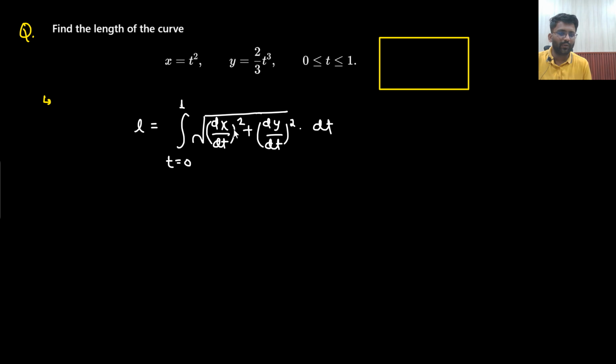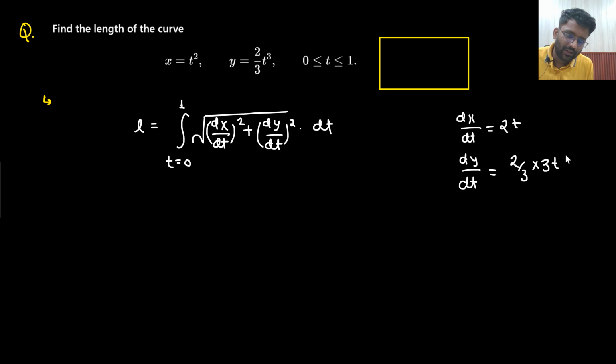Are you remembering this formula? Absolutely not. So dx square plus dy square divided by dt square, multiplied with dt. So if dt goes inside, it will become dt square. So dx by dt, dy by dt, dot dt. Can you find out the value of dx by dt? Yes sir. Dx by dt is nothing but 2t only. What is dy by dt? So dy by dt is nothing but 2 by 3 into 3t square. That will become, this 3t square will come outside. This will become 2t square.